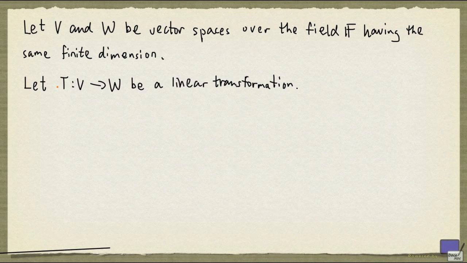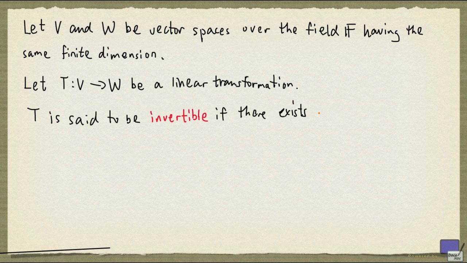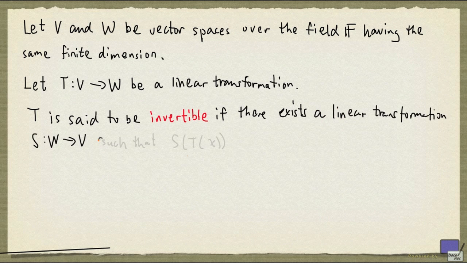Let V and W be vector spaces over the field F having the same finite dimension. Let T be a linear transformation mapping elements from V to W. Then T is said to be invertible if there exists a linear transformation S from W to V such that S of T of X is equal to X for all vectors X in V. In casual terms, S undoes what T does to every input.